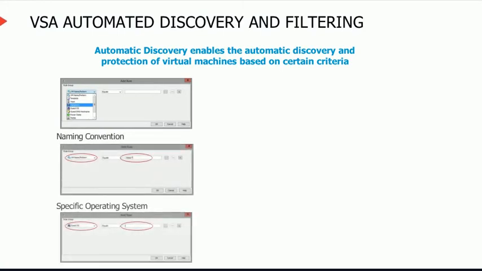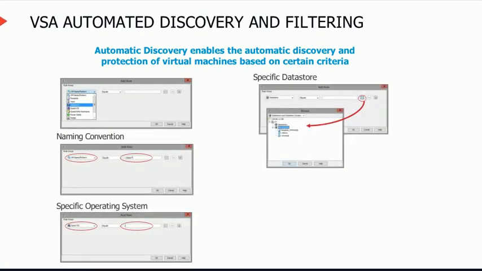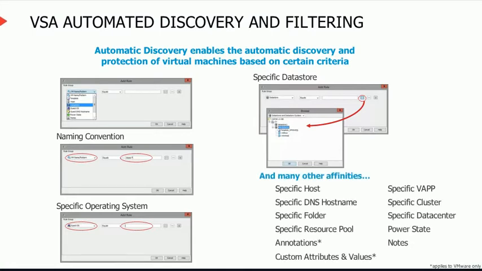Rules can be set based on any number of criteria or affinities to identify virtual machines and roll them into specific storage policies. Criteria can be items such as naming convention, virtual machines of a specific operating system, based on a specific data store, or many others, including machines associated with a specific hypervisor, DNS hostname, resource pool, within a specific folder, tied to a specific VApp, specific cluster, or a specific data center. These rules can also be combined and nested for drill-down purposes.